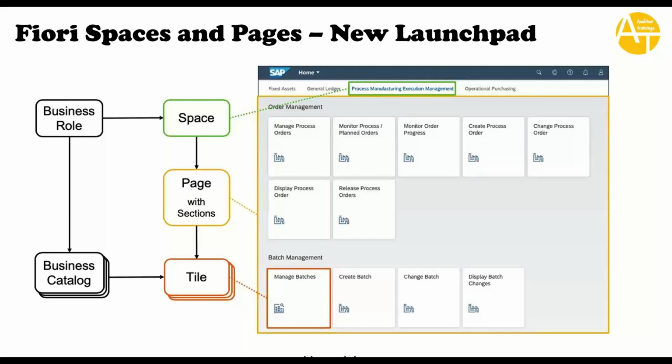Then we will create a page and a space. We will grant the space permission to our business role, and then this business role we will grant to our end user. As a result of that, our application will be accessible on SAP Fiori Launchpad to our business user.